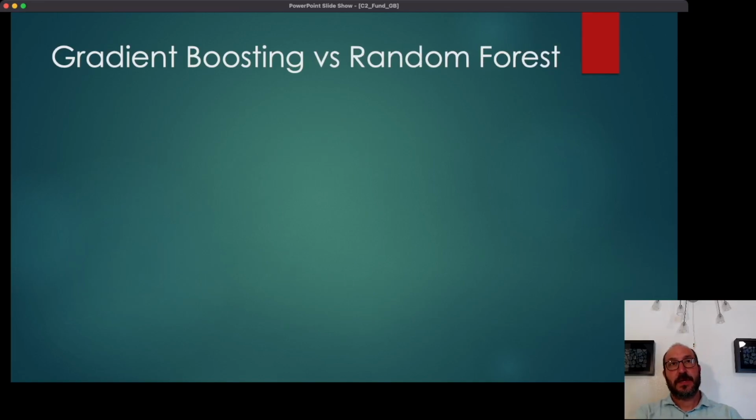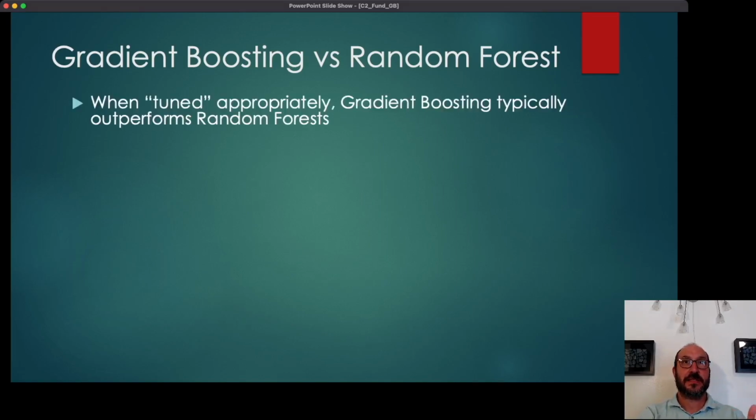So let's talk a little bit about how gradient boosting differs from the random forest and why, in fact, gradient boosting is more powerful. When tuned appropriately, if we get all these hyperparameters right, and we'll talk about those in the next section, gradient boosting typically will do better than a random forest. Now why? Let's do a thought experiment to think through why this might be the case.